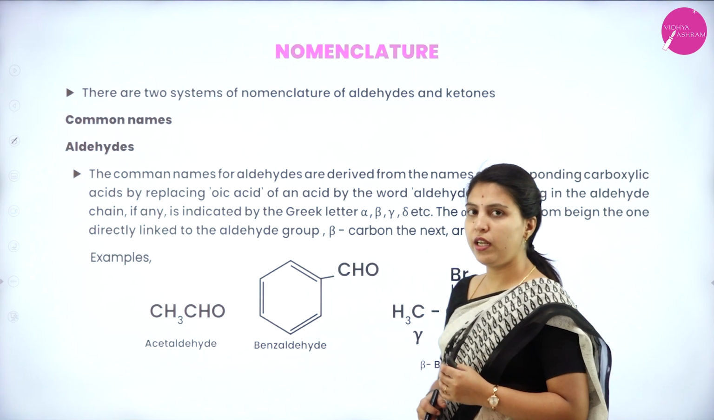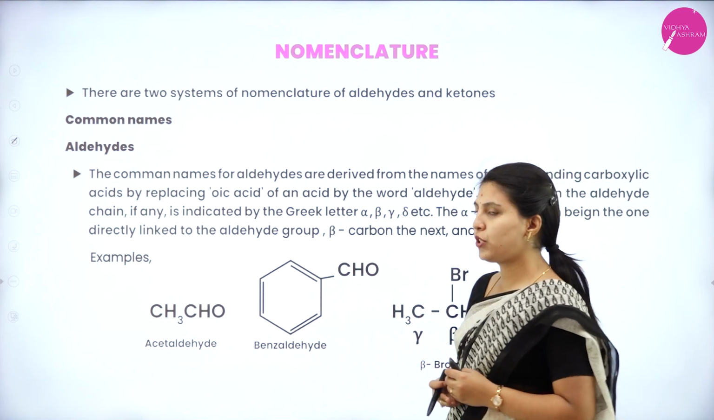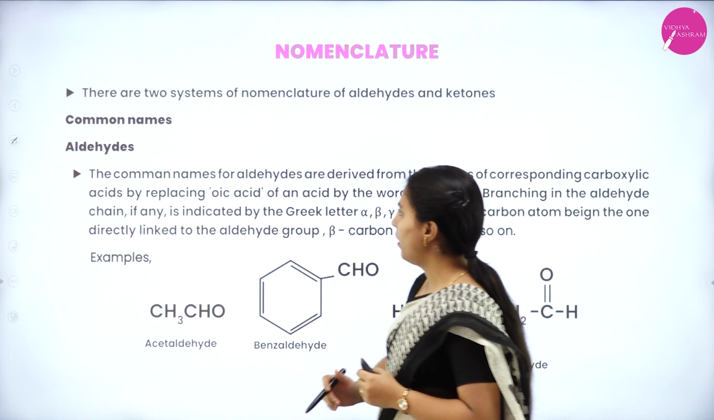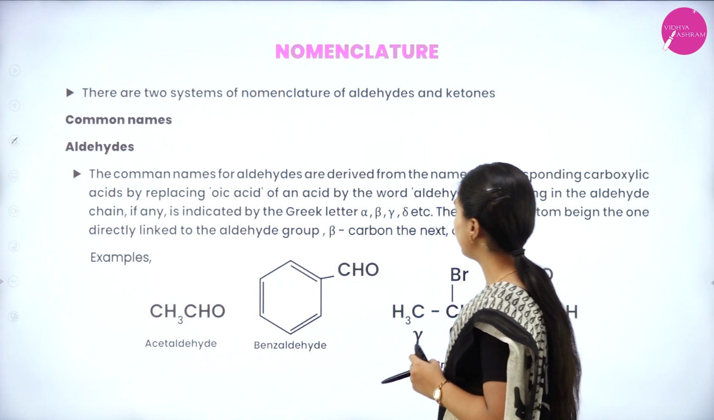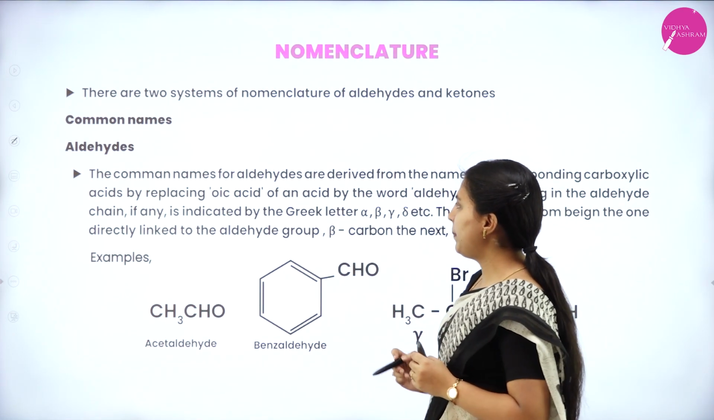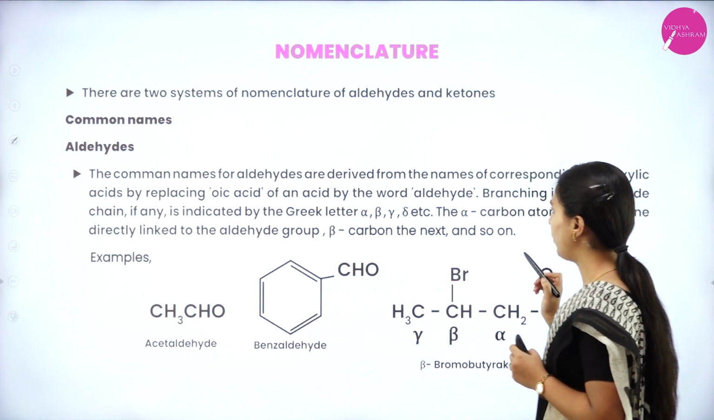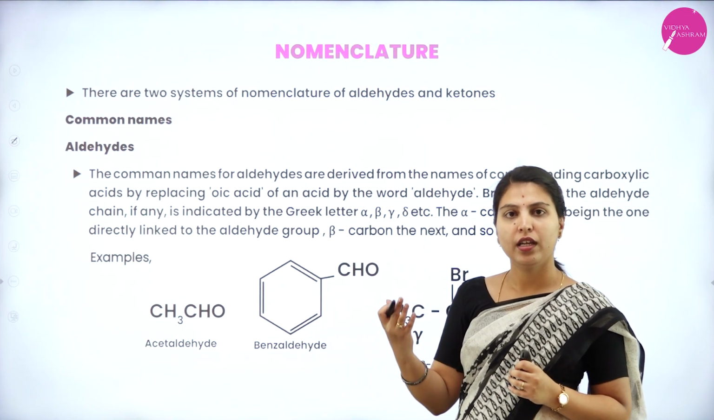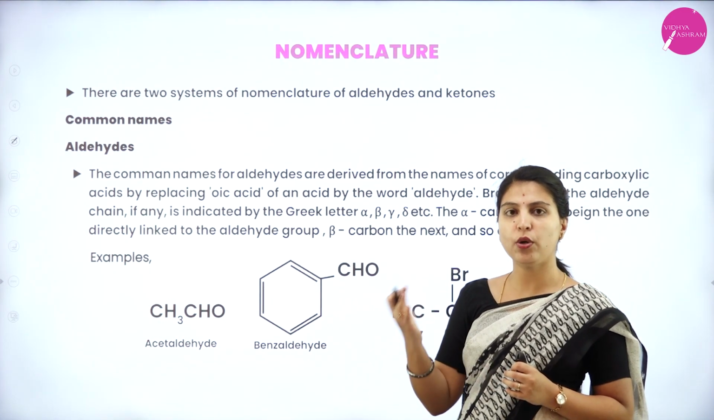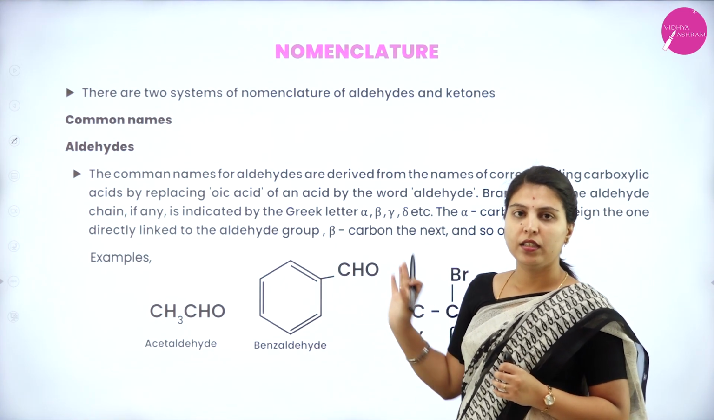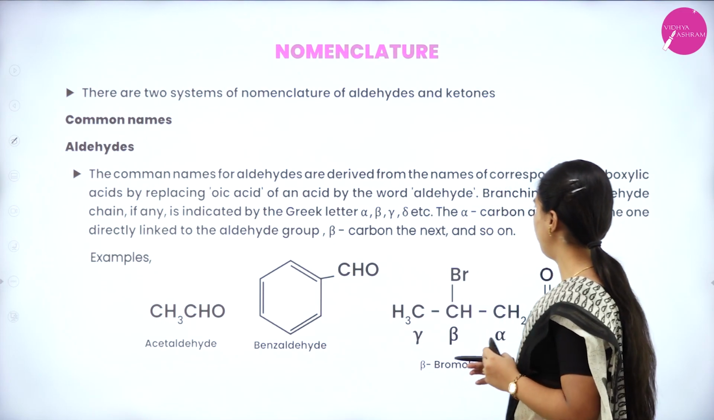Next, nomenclature. There are two systems of nomenclature of aldehydes and ketones. First we will see the aldehydes. The common names for aldehydes are derived from the names of the corresponding carboxylic acids by replacing the oic acid of the acid with the word aldehyde. So, removing oic acid from the carboxylic acid name, we replace it with aldehyde.